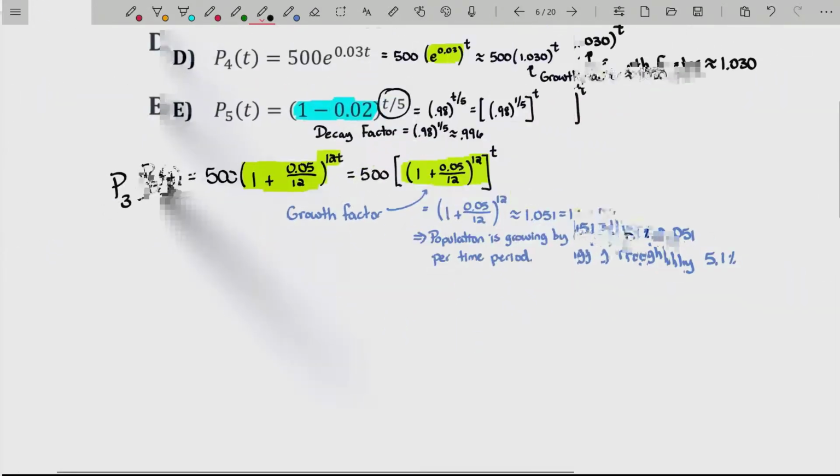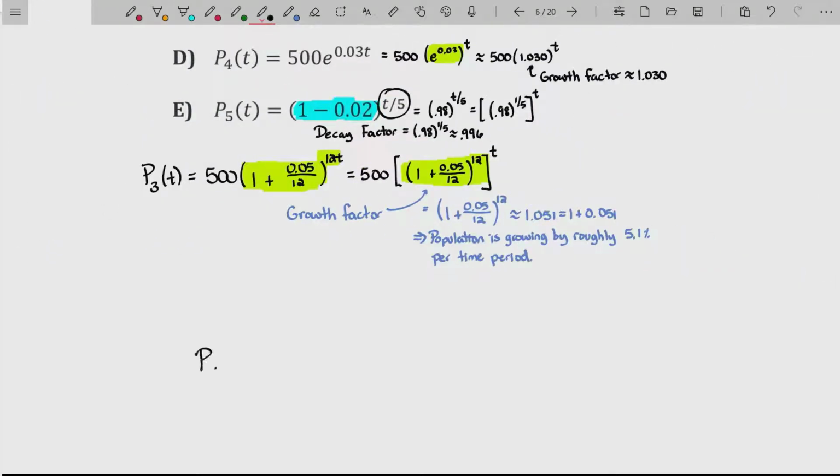Notice, and I'm going to write this down below because this is so important. So population model 5. We have 1 minus 0.02 raised to the t over 5. We lose 2%. We don't lose it... let's pretend t is in terms of days. We don't lose 2% every day.